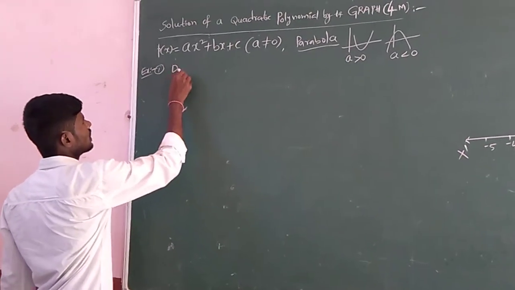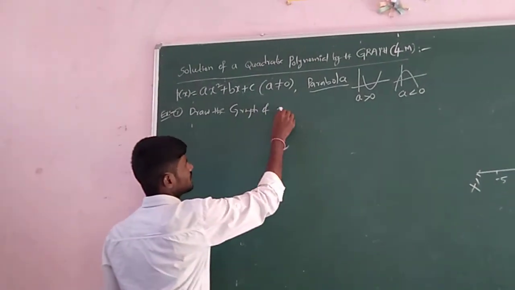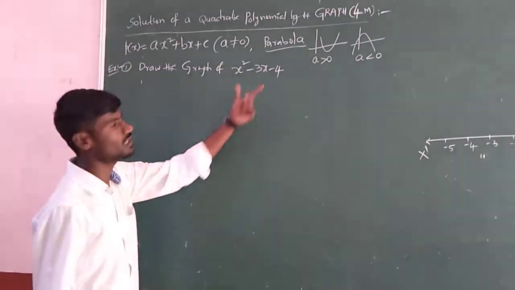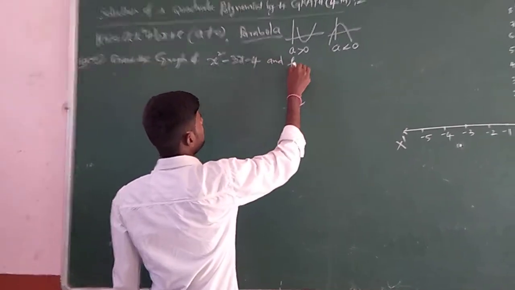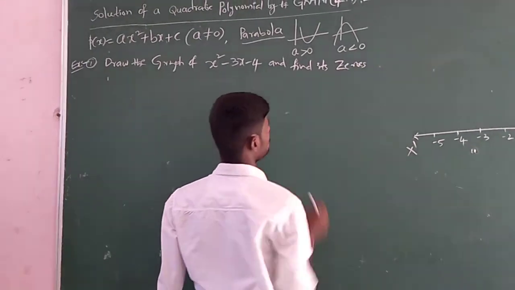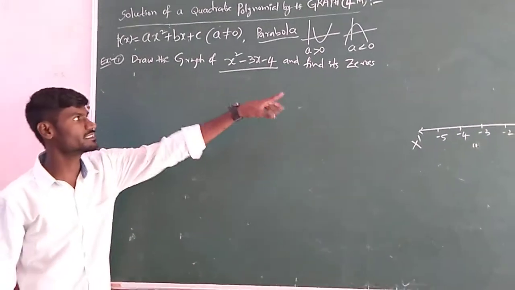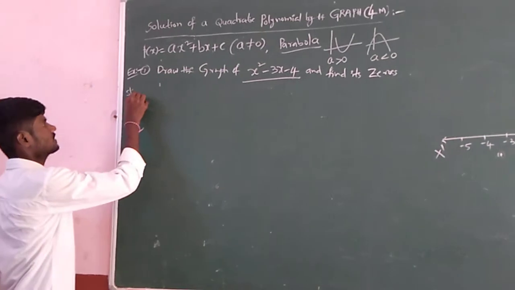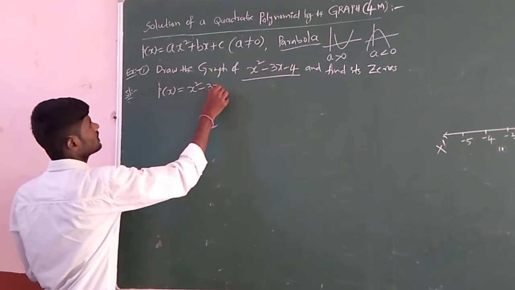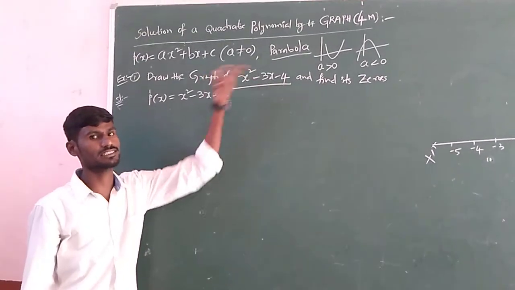Suppose, draw the graph of x square minus 3x minus 4, means draw the graph of a quadratic polynomial and find its zeros. This is the question. Draw the graph of x square minus 3x minus 4 and find its zeros. So to draw that, first take p of x equals x square minus 3x minus 4. This is a quadratic polynomial in variable x.